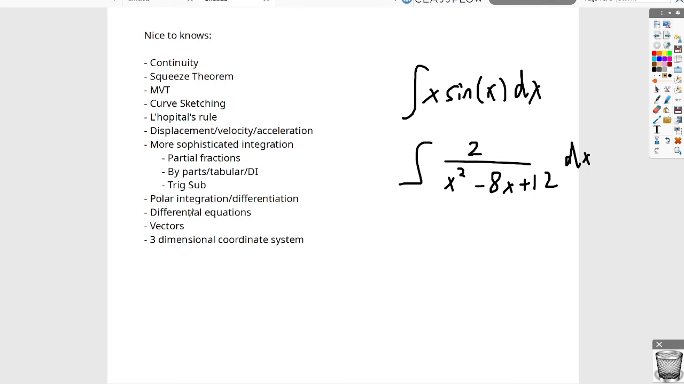Vectors. Nice to know the vectors. You should have already done vectors in pre-calculus, and vectors are honestly more useful in the course of linear algebra, but it's okay to know vectors because you're going to be exposed to a little bit of vectors in multivariable calculus. Three-dimensional coordinate system. I don't know if you messed with 3 dimensions yet. You might have in physics, but it's nice to be used to the three-dimensional coordinate system, because we're going to be dealing a lot with it in this course.